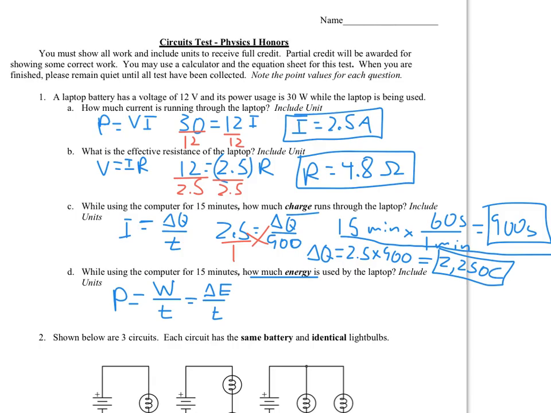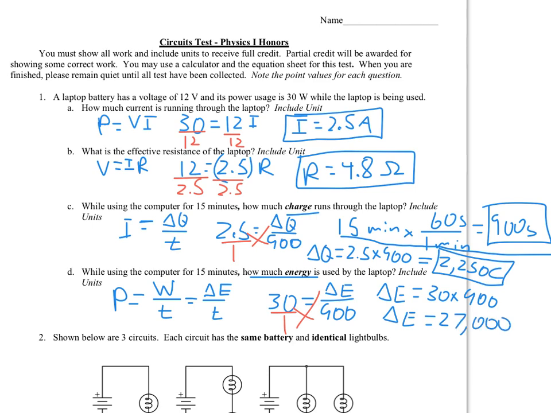So I'm going to take that power that I had from before, which was the 30 watts. That's going to be equal to the change in energy over my time, which I'm still going to have in seconds, so 900 seconds. We cross multiply once again, and I get that my change in energy is going to be 30 times 900, which gives me a change in energy here of 27,000, and the units are going to be joules because those are the units for energy.